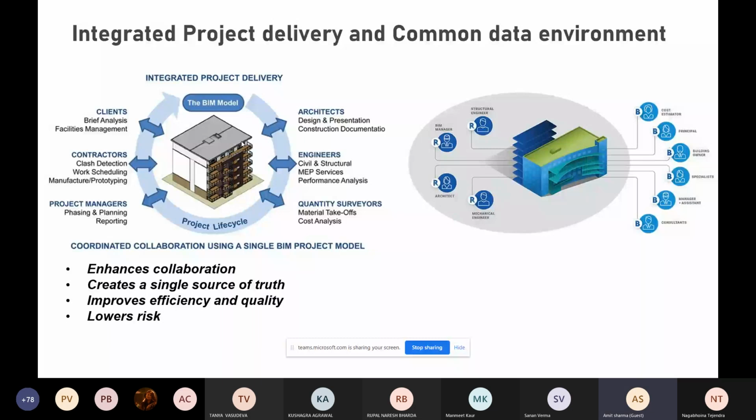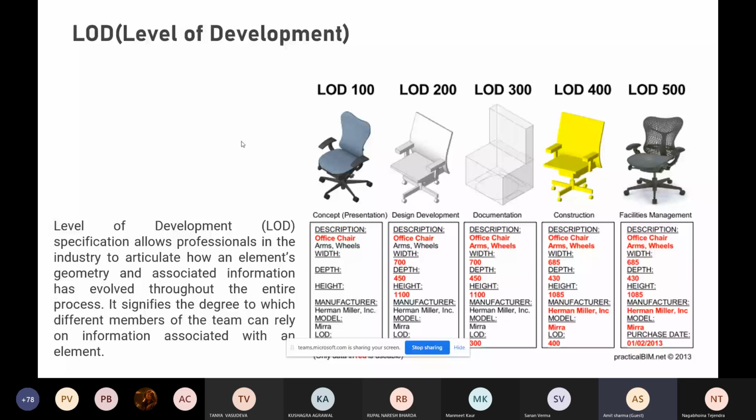Next, we have level of development. LOD is a metric to measure how much information is added to the model. This is the standard we usually use in the BIM industry. If you can see in LOD 100, we only have the description of the chair and the manufacturer.